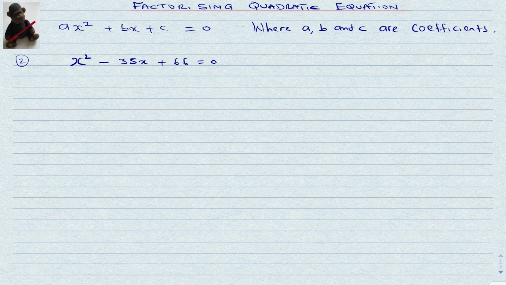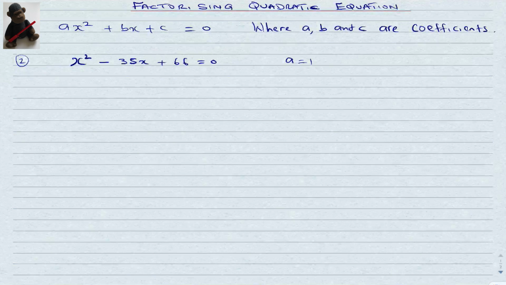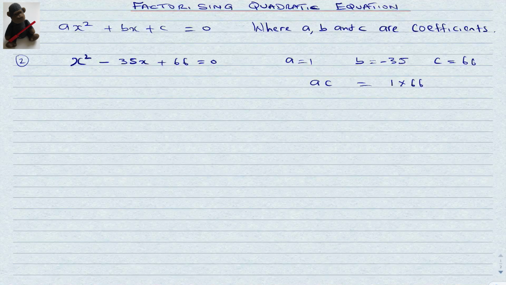Right, let's solve this question 2. X squared minus 35x plus 66. In this case, your a equals 1, b equals minus 35, and c is 66. In this case, we want to find AC. So that is 1 times 66. So AC is 66. We need two numbers we can multiply together to get 66, and when we add them together we get minus 35.